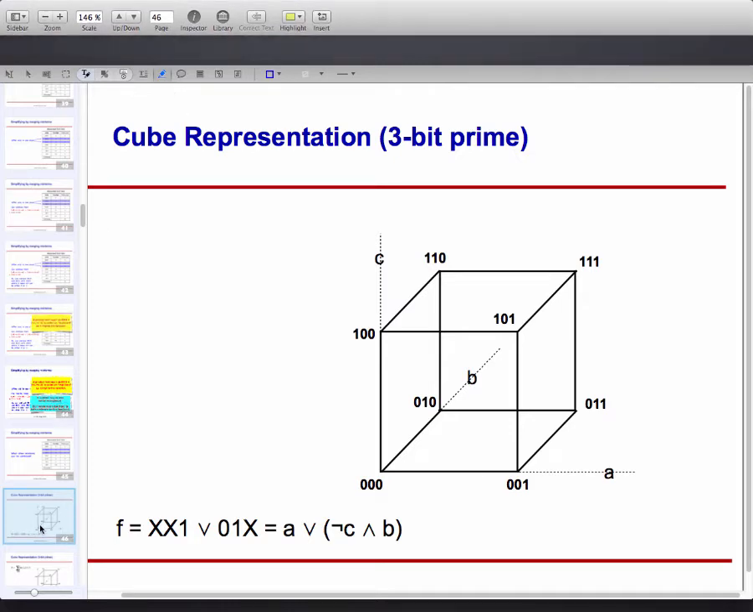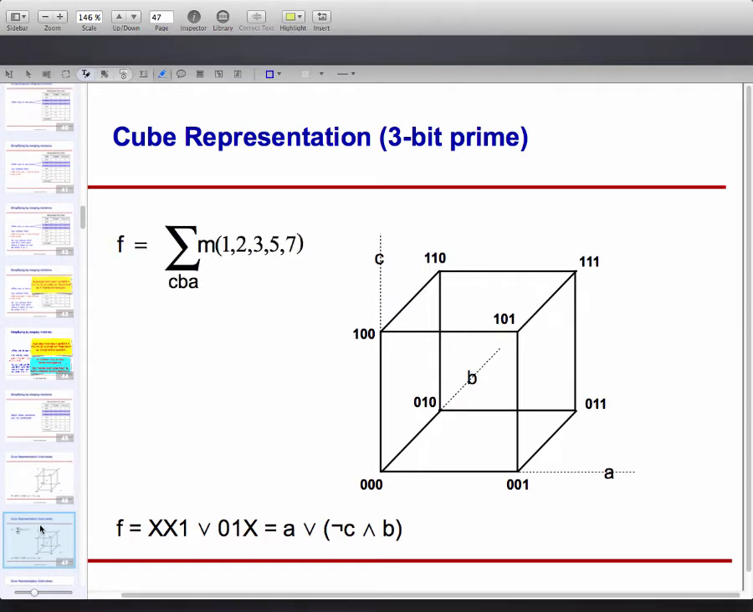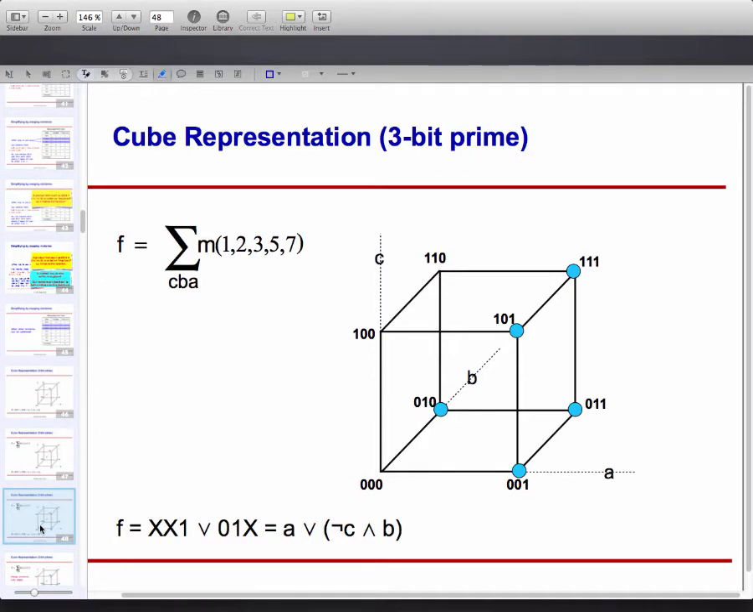So for this function, I'm going to label the function corresponding to those rows 1, 2, 3, 5, 7. And on the cube, what we'll do is mark those corners which correspond to the minterms of this function. So I have marked those.